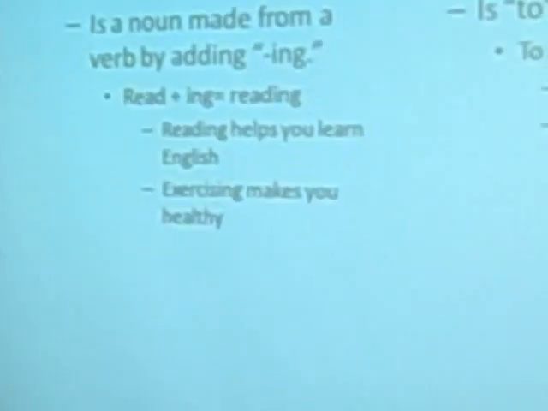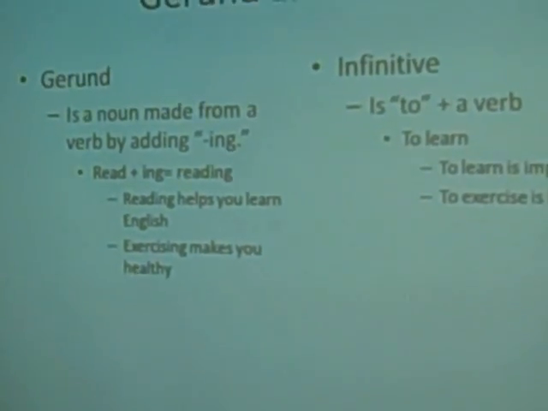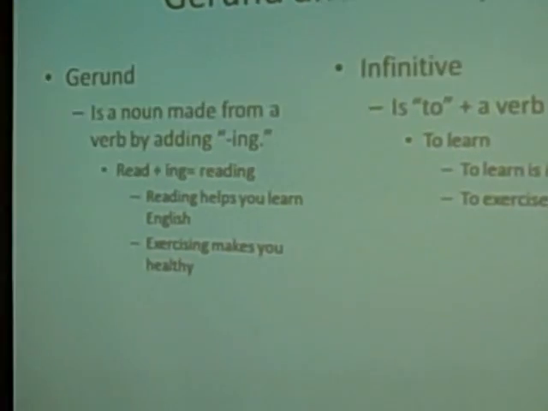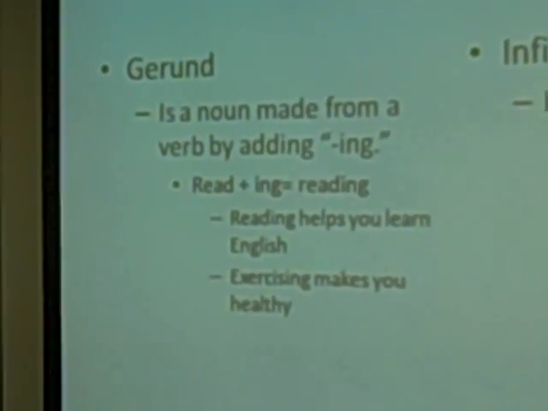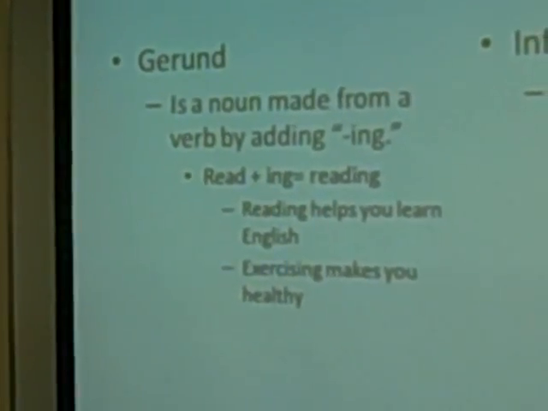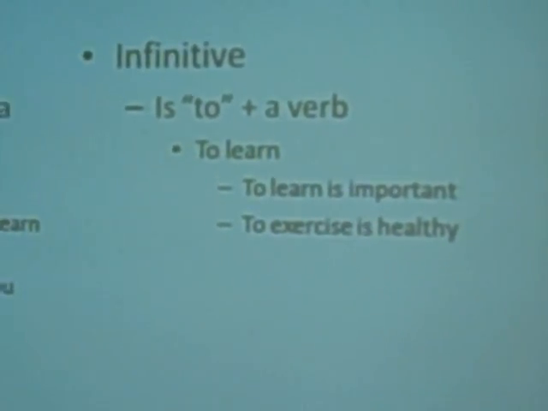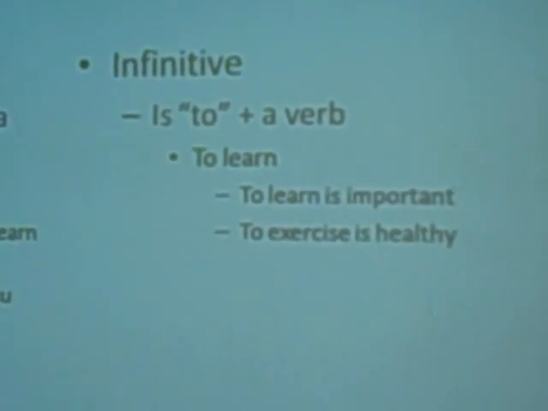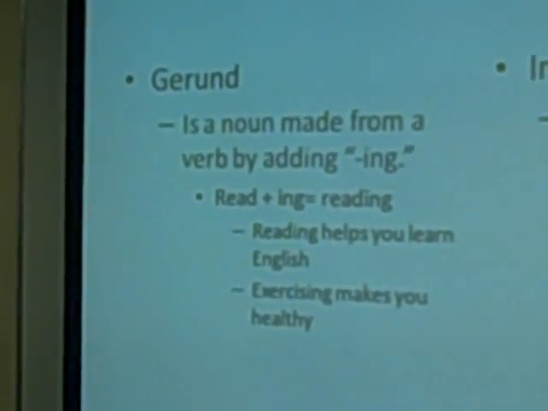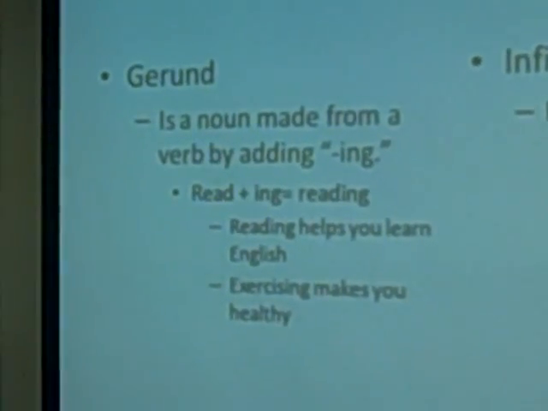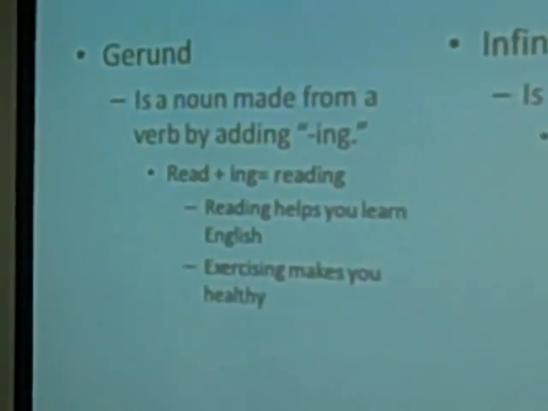So gerunds and infinitives go side by side. A gerund is a noun made from a verb by adding ing. For instance, reading plus ing is reading. So reading helps you learn English. This is a form of gerund that you always find. It looks like a simple present, but it is a gerund. Exercising makes you healthy.